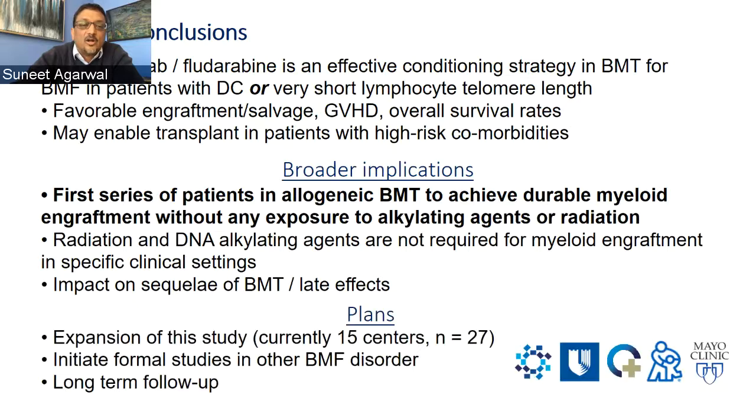Next, so the current plans are we have expanded this study past the first accrual goal. Currently we have 15 centers, here shown Hackensack, Duke, Oslo, Children's Hospital, Mercy in Kansas City, and Mayo Clinic, and then at the end is 27. And the plan is to try to initiate or consider formal studies in other BMF disorders. And again, long-term follow-up of our cohort is essential as well.